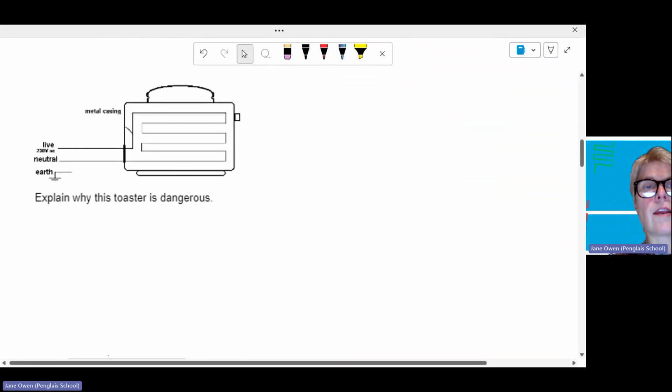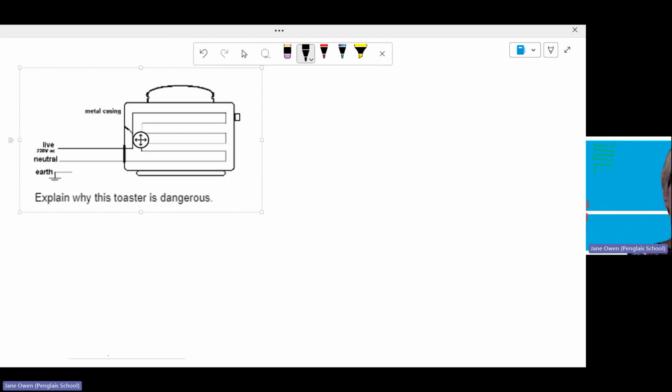So let's have a look in the case of this toaster. And this toaster has a fault. You can see that the metal casing has been touched by the live wire, and it makes the live connected to the metal casing. It makes the metal casing live so that if you came to touch it, it would be set at 230 volts, so that when you come to touch it and you are firmly stood on the ground, there will be a potential difference of 230 volts through you, and you'll get an electric shock.